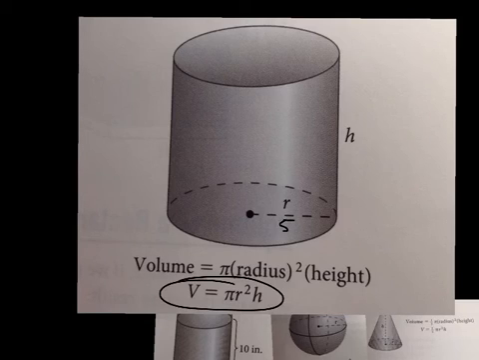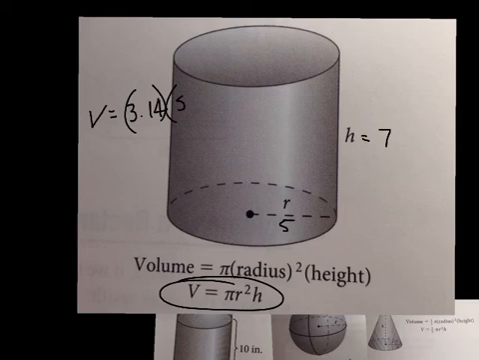So if this is 5 and this is 7 inches high, our volume then would be pi times our radius squared, 5 squared, times our height, which is 7. So you'd multiply those together. And again, we have three numbers we're multiplying, and if this were in inches, we'd end up with a volume of so many cubic inches.